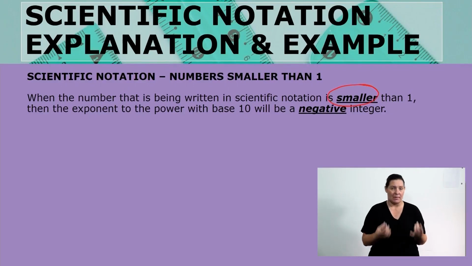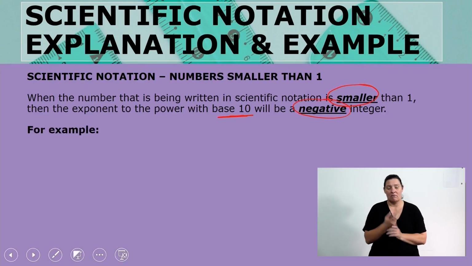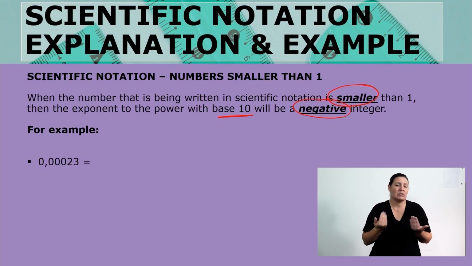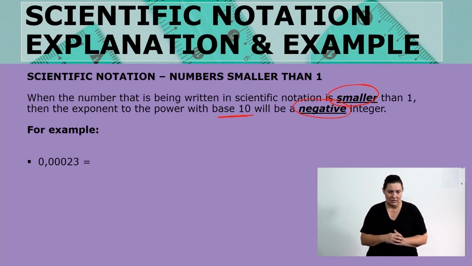Our next example is when we are dealing with smaller numbers. And when we are dealing with smaller numbers, that means that our exponent to the base 10 is going to be negative. For example, if I have 0,00023, how am I going to present that in scientific notation? We are going to look at the first number that is not a 0, and we need to shift it to the ones position.